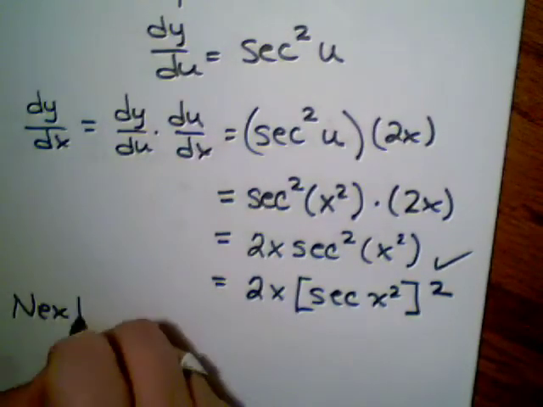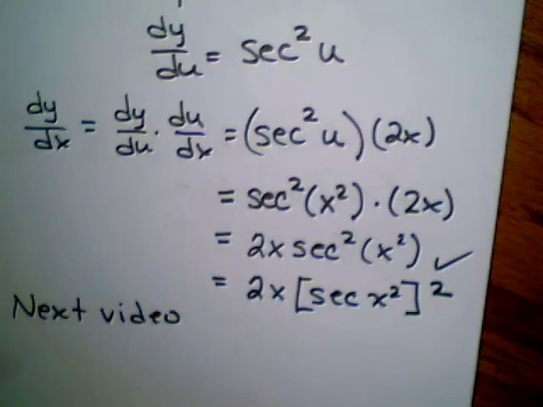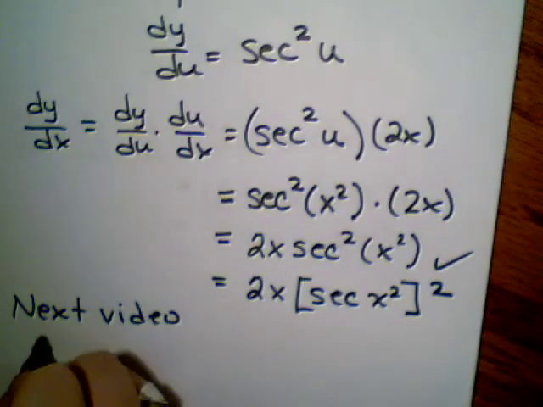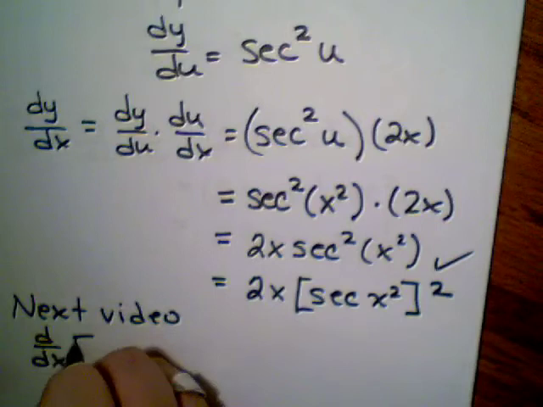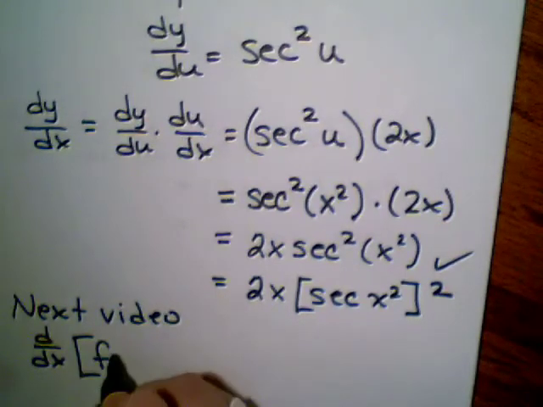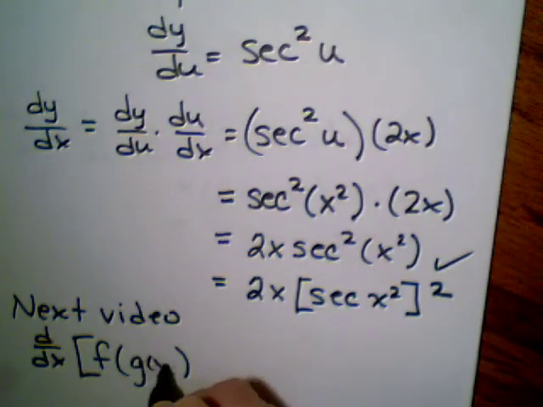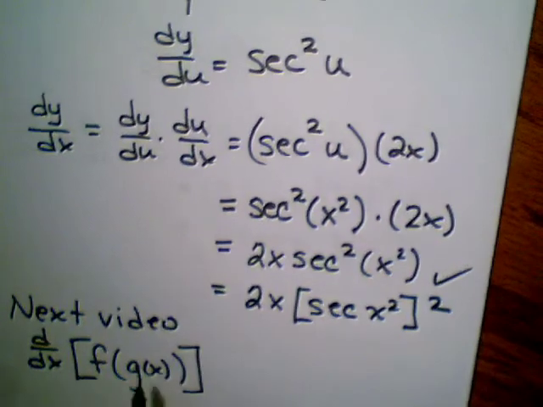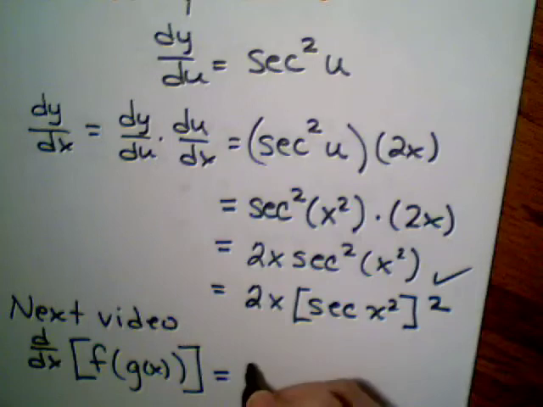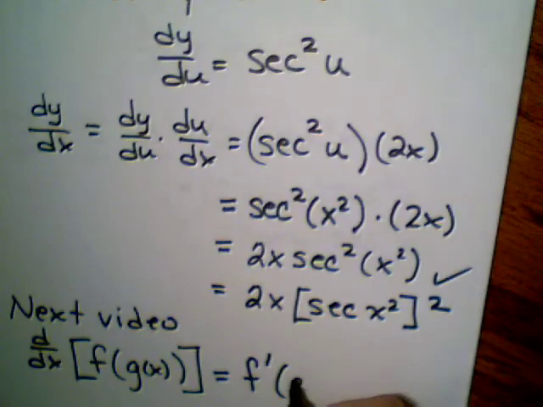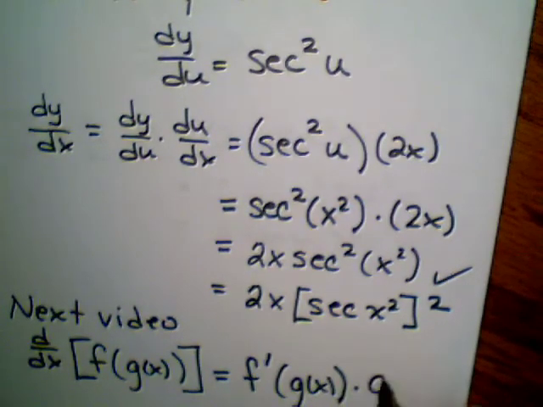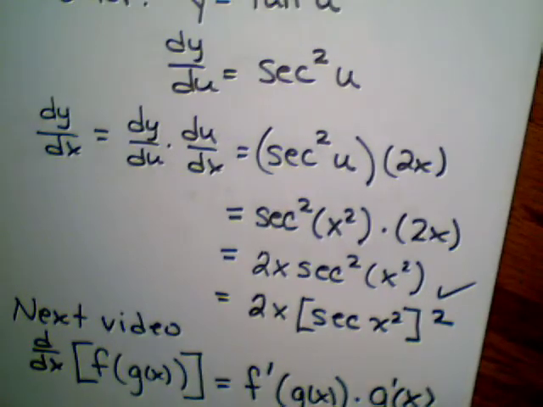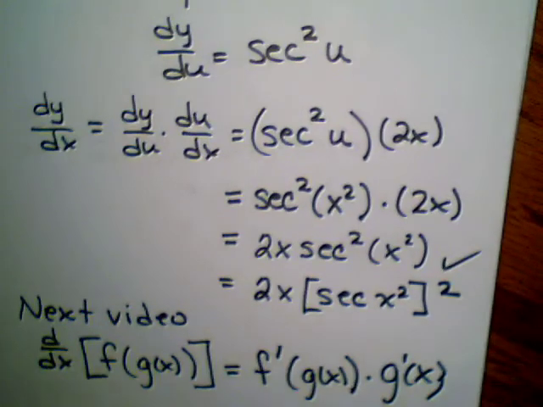Next video, we'll write this chain rule just using a little bit different notation. So in the next video, we'll have f of g of x. The outermost function will just remain f. The innermost will be g. And its derivative will be f prime of g of x times g prime of x. It's equivalent to what you saw in this video, but uses different notation. And you can choose whichever one you like.